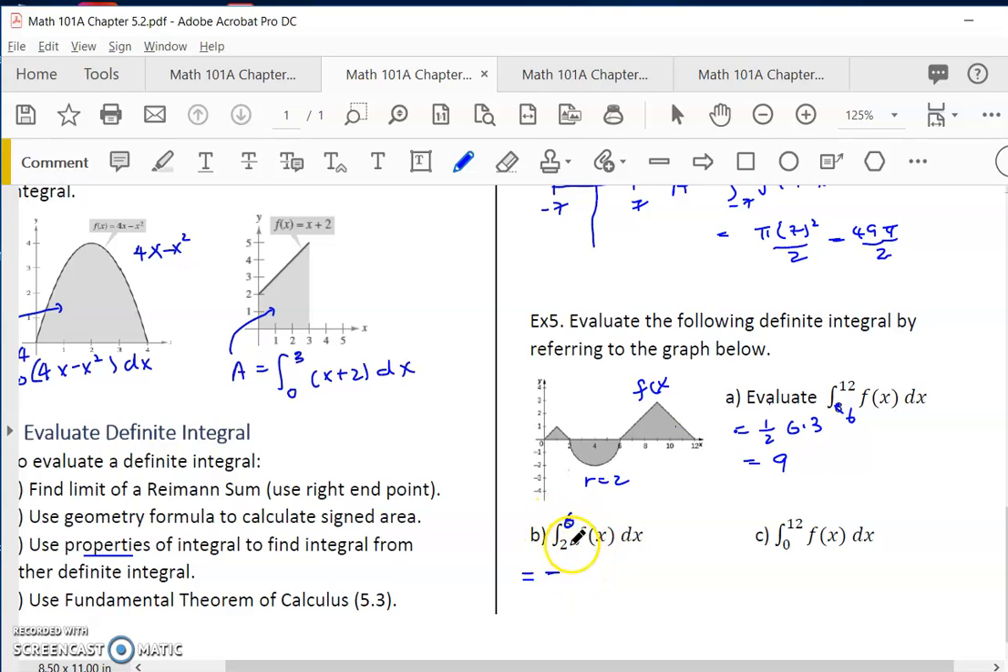Okay, so it'll be from 2 to 6, half of pi 2 squared. So it will be 4, so it will be negative 2 pi. Yeah, negative 2 pi. So this is this particular integral. What about from 0 to 12? So 0 to 12, that means all this area under or below the x-axis bounded by the curve.